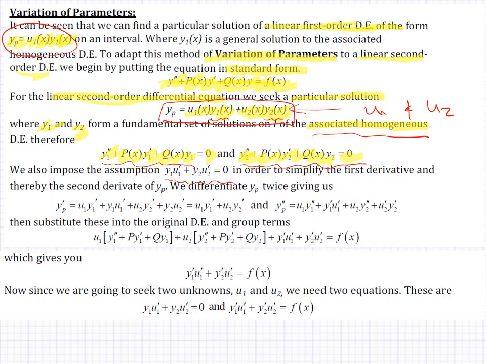U1 and U2 have to be positive functions. Like that could be some random restriction we make. Does it help? Well, it depends on how this whole process works out. While we're going through this process, if we make this particular restriction on U1 and U2, then it actually will help us simplify the derivatives of y sub p, and therefore help us solve using variation of parameters.